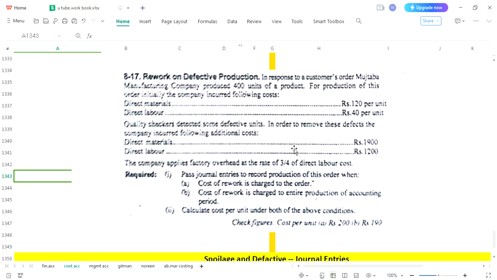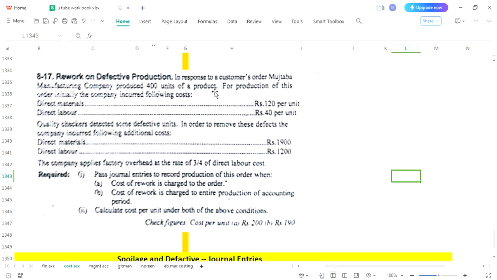Today's target is to solve question number 8.17. The chapter which we are related with is spoilage and defective production. Here we are specifically associated with defective production. I would like to remind you that defective products are those damaged products which are repairable. The first word which is directly associated with it is that these losses are repairable.